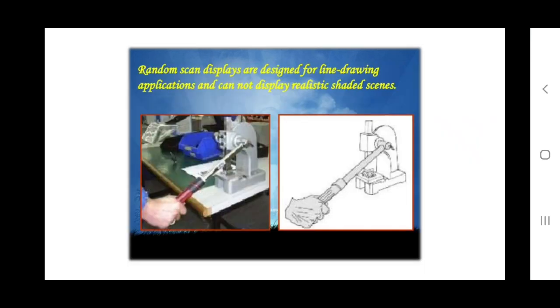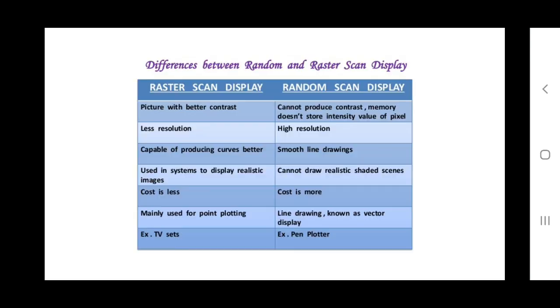Random scan displays are designed for line drawing applications and cannot display realistic shades. They generate pictures by drawing vectors or line segments on the screen in random order, controlled by user input and software. As shown in the picture, we can draw lines using a random scan display.